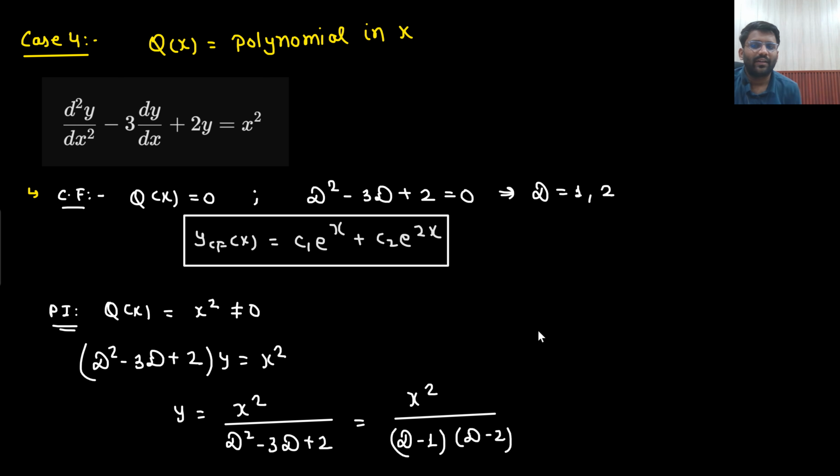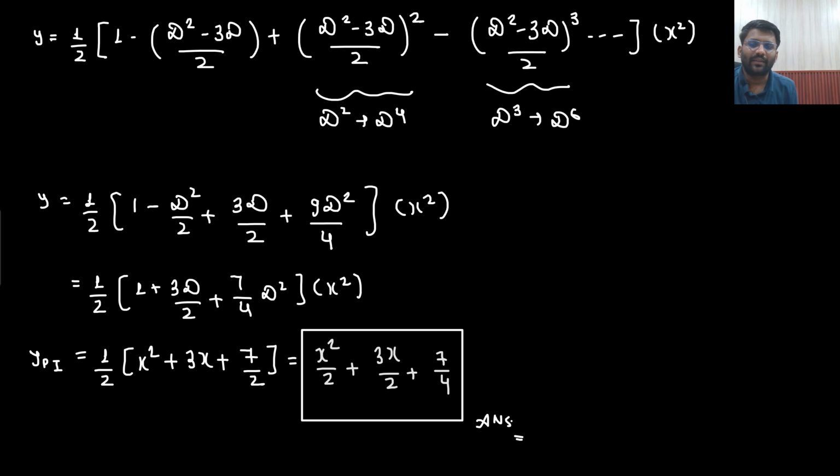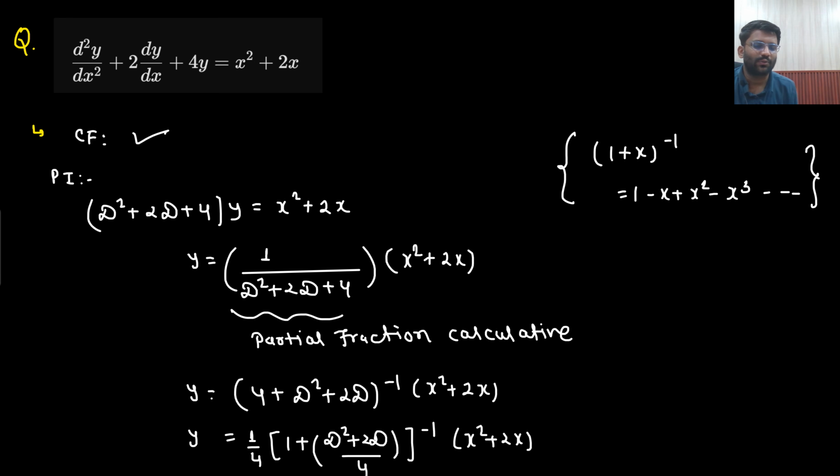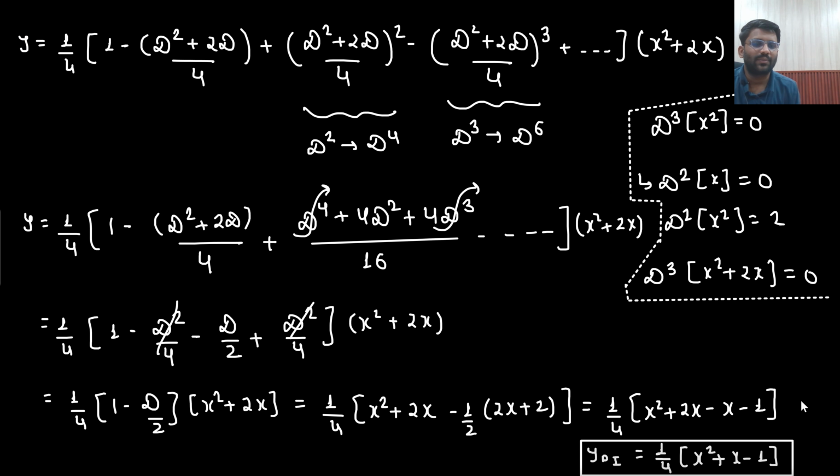What you will do is that d2y by dx2 minus 3dy by dx plus 2y equals x square is given. So CF you can find out. For PI, here you can do the partial fraction. In the next example, you were not able to do the partial fraction, so this is how you solved it. You just need to know that power maximum 2 I need to take.